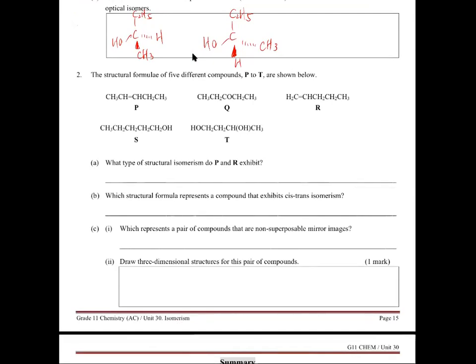For this one, it shows 5 different structural formulae. For part A, what type of structural isomerism do P and R have? Take a look at P. What's the functional group? You can see clearly a double bond here. And then take a look at molecule R. Again, the functional group is very clear, it's a double bond. And you can see the position of the double bond is different. Hence, they should be position isomers.